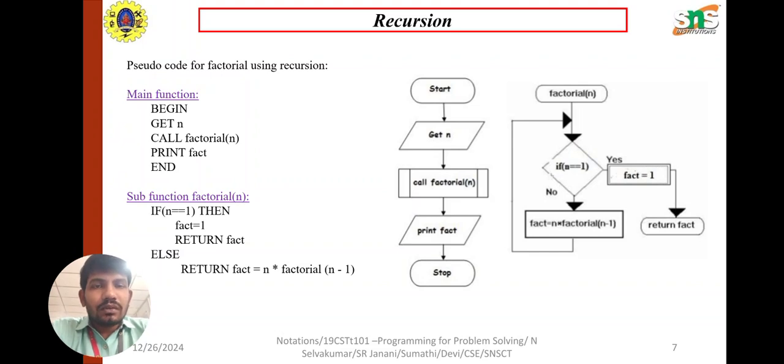This is the pseudocode for factorial using recursion. In the main function, we get n, call factorial of n, print the factorial, and then end. In the subfunction we check the condition, and only then go to the recursive function. On the right side we have the flowchart as well as the loop condition format. So these are recursion and iteration.